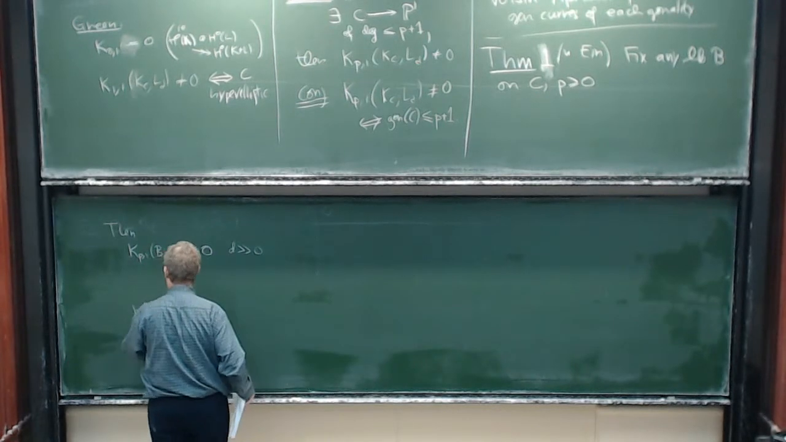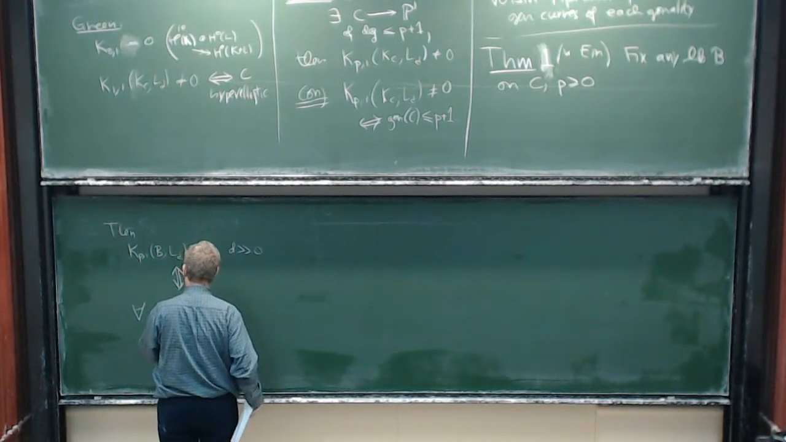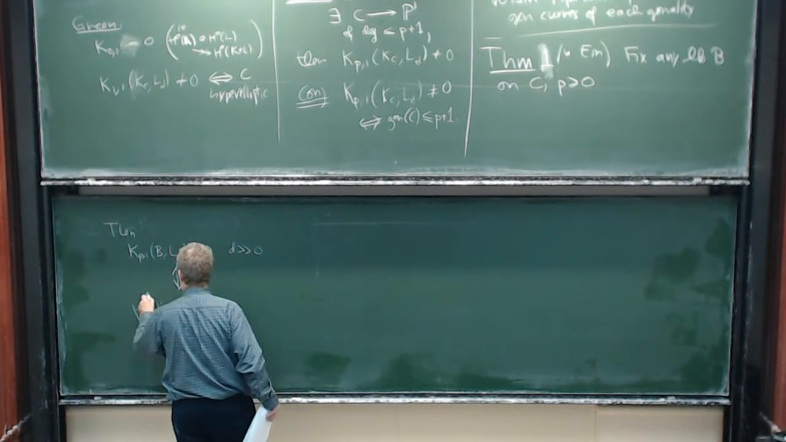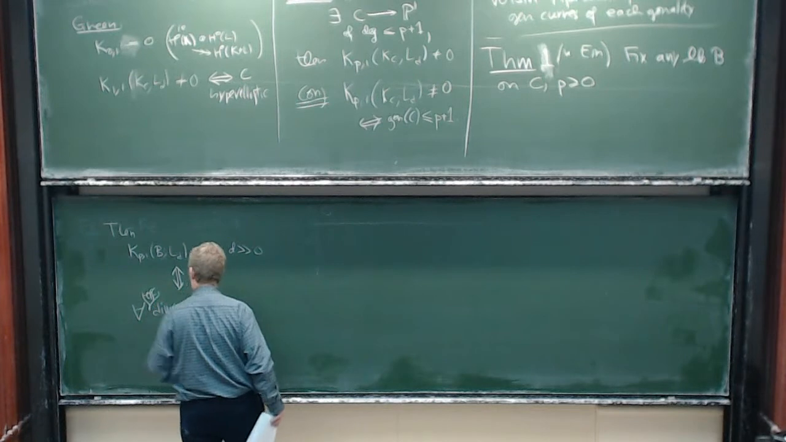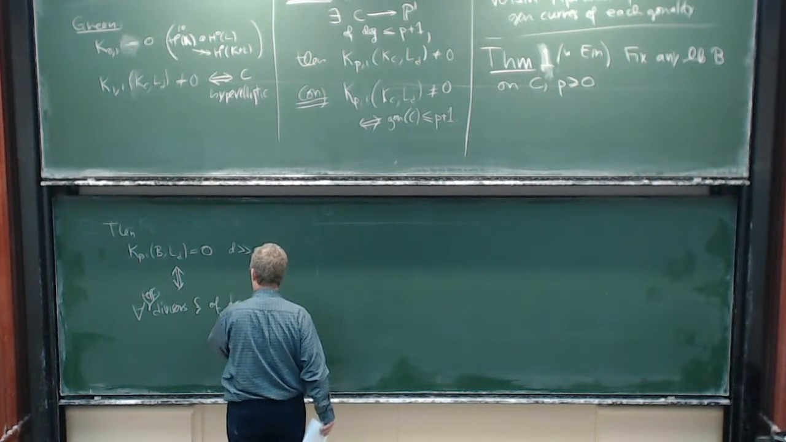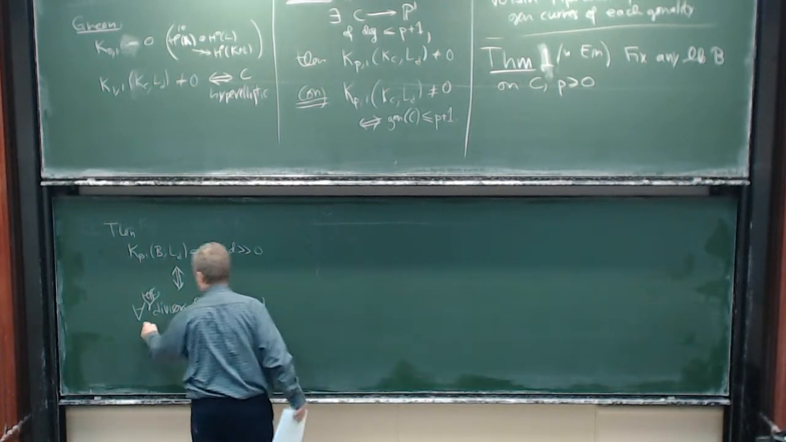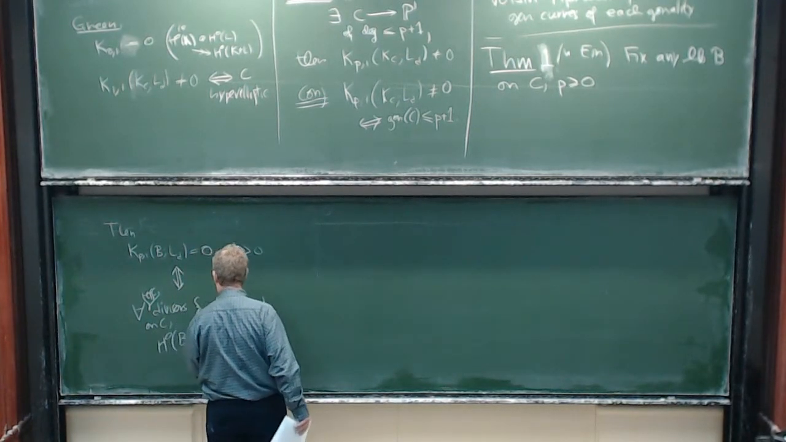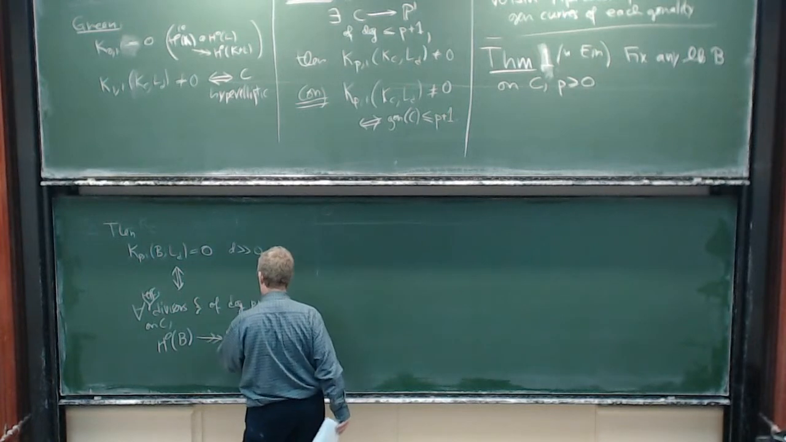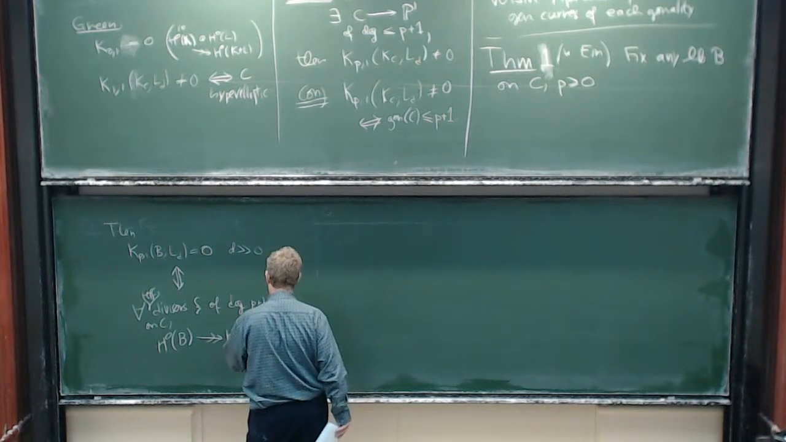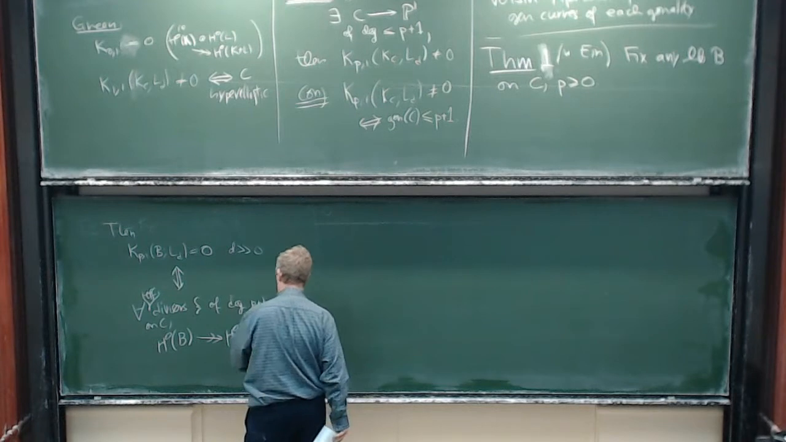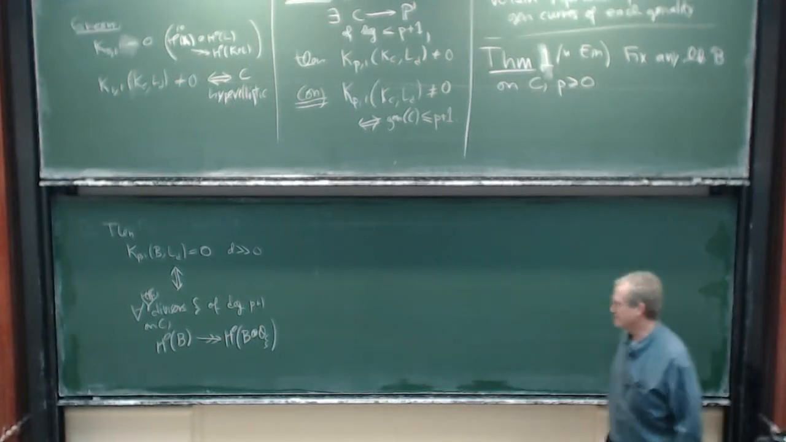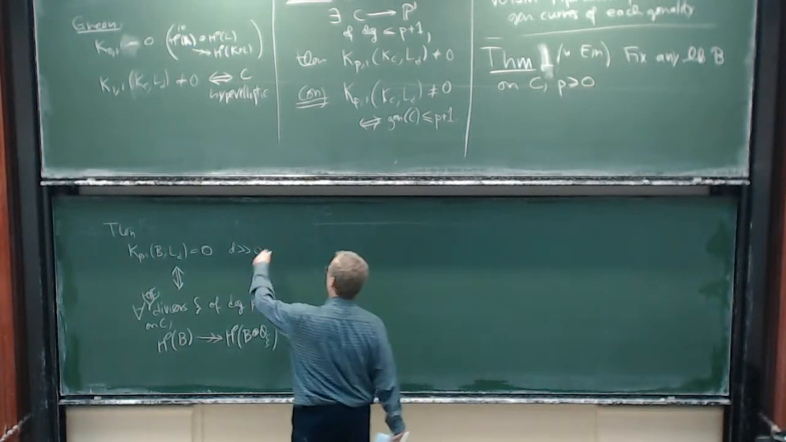So for all effective divisors C of degree p plus 1 on the curve, they should impose independent conditions on sections of B. So the map from sections of B to evaluations at the points of C should be surjective. And so this happens if and only if these K_{p,1} vanish.